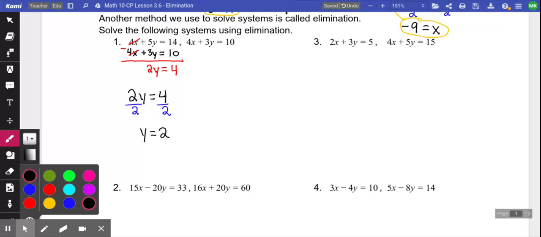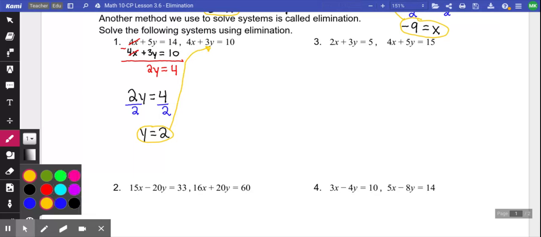The beautiful part about elimination is that after you eliminate, it's usually pretty easy to find one of the letters. The hard part about elimination is finding the second letter. So you're going to do the same thing you did for substitution. You're going to take your y value and you're going to put it into one of the original equations. So that you have this. 4x plus 3 times 2 equals 10.